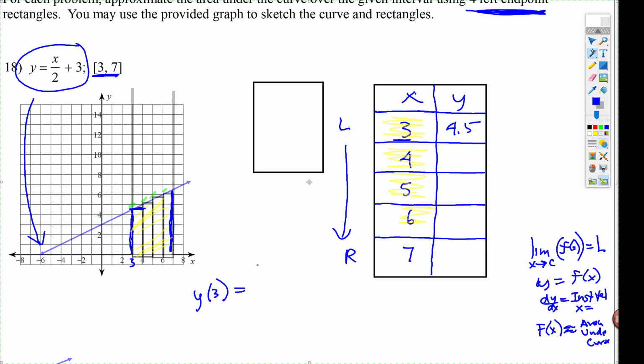There we go. And then we got 4.5, and I put it right there. Then we plug 4 into there. Well, 4 divided by 2 is 2. 2 plus 3 is 5. So there we are at a height of 5. And then we plug 5 in there. 5 divided by 2 is 2.5. 2.5 plus 3 is 5.5. And clearly we're going up by 0.5 each time. Then you can just fill in the graph. Oh yeah, we don't need this one.